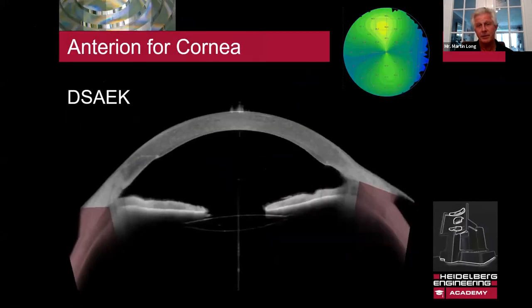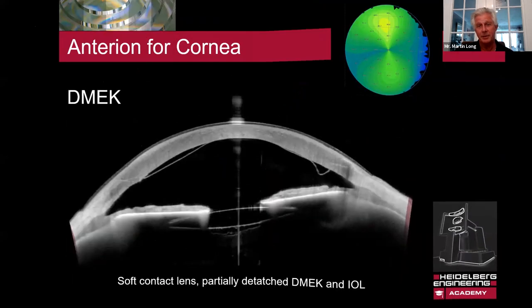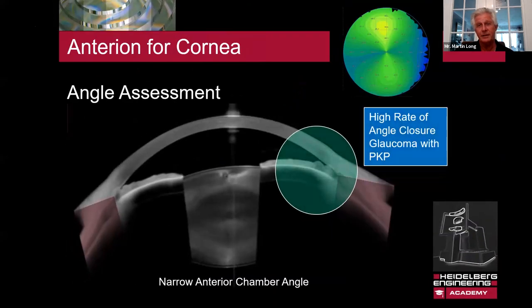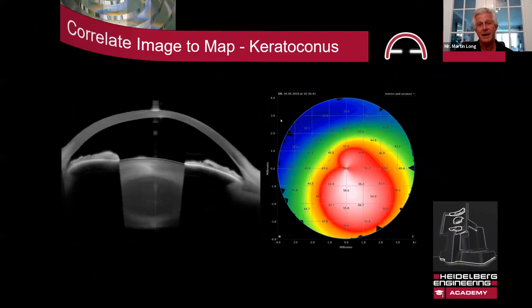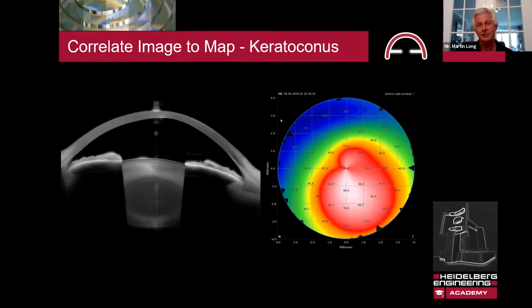Here's a DSEK patient. Here's a DMEK patient. You can assess angles very nicely, and you can correlate both together, the map and the anterior segment image.